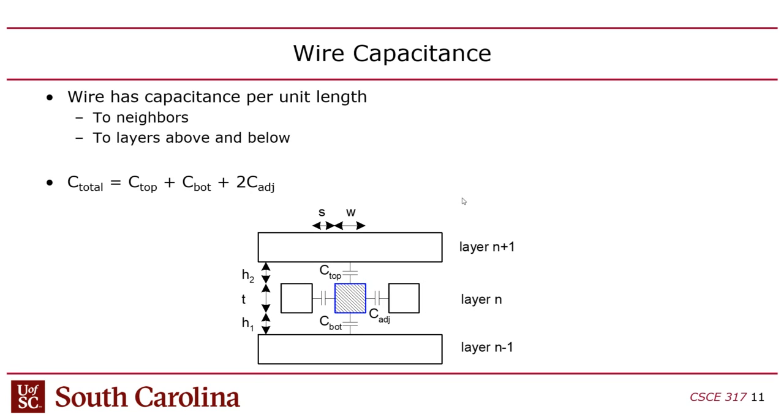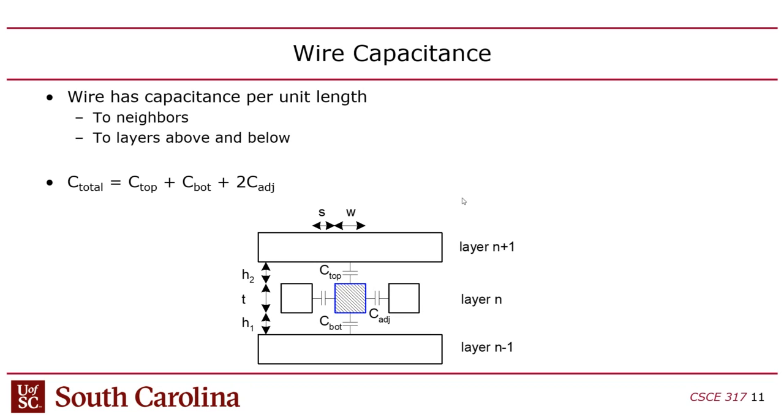Like in a circuit board, you would have ground planes, VDD planes, but in a chip you usually just have kind of a ground plane, which is essentially the substrate of the chip. But you also have capacitance to wires around the wire, like adjacent wires, neighboring wires. So you have to consider that. So you've got a capacitance to the bottom, a capacitance to the top, and then you've got adjacent capacitances to the neighbors.